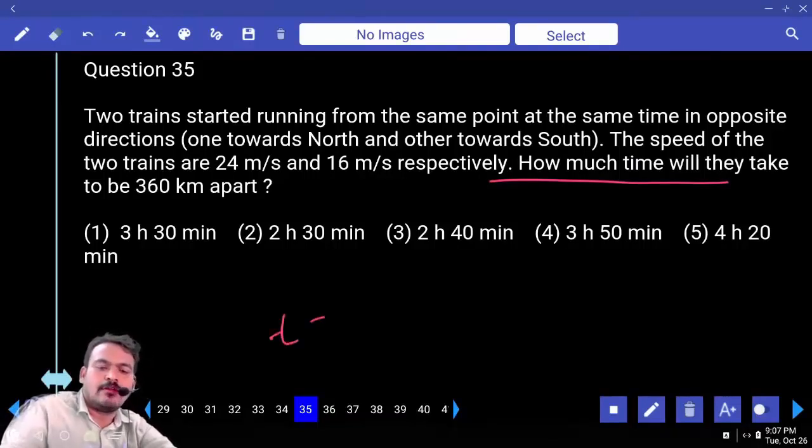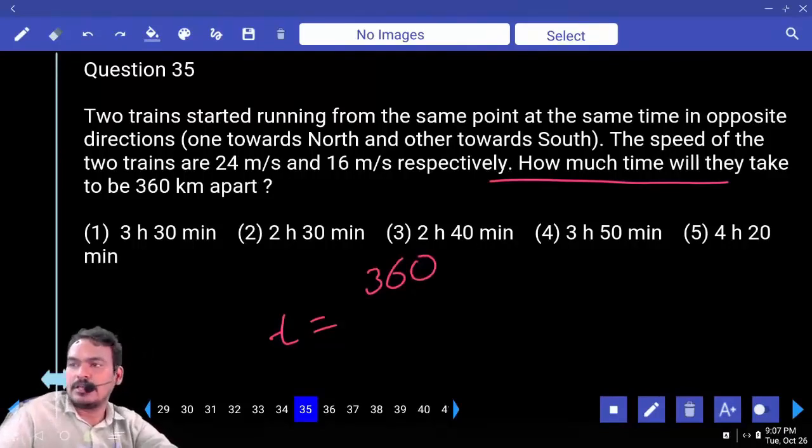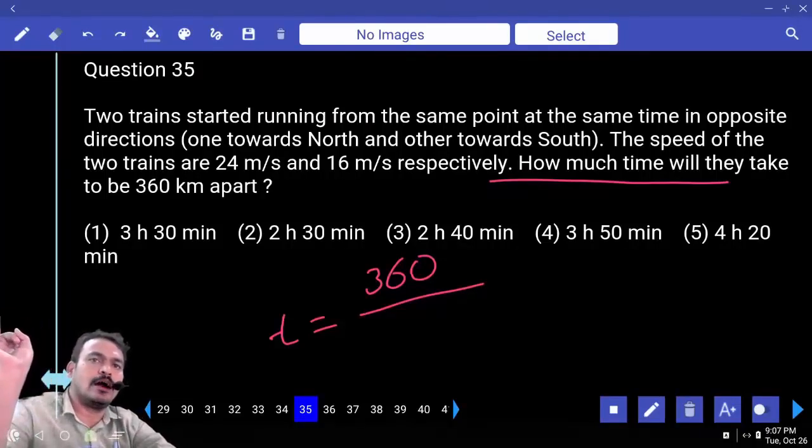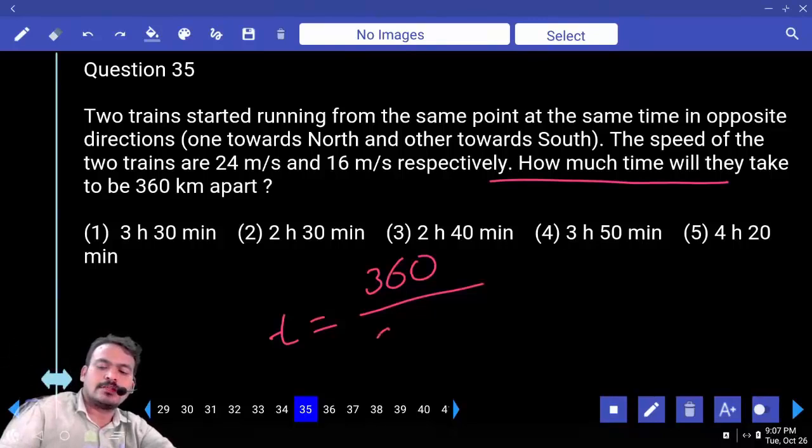What is the distance value here? 360, or not? Distance value is 360. Next, what are the two trains' speeds given? One is 24, another one is 36. Opposite direction means sum of the speeds or difference of the speeds? Sum of the speeds. What is the sum of the speeds? 40, or not? Sum of the speeds is 40.